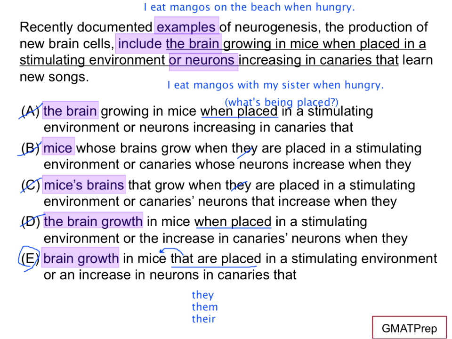The sentence does require parallelism. It's got this word or right here. And so what are the two things that need to be parallel in this sentence with or?